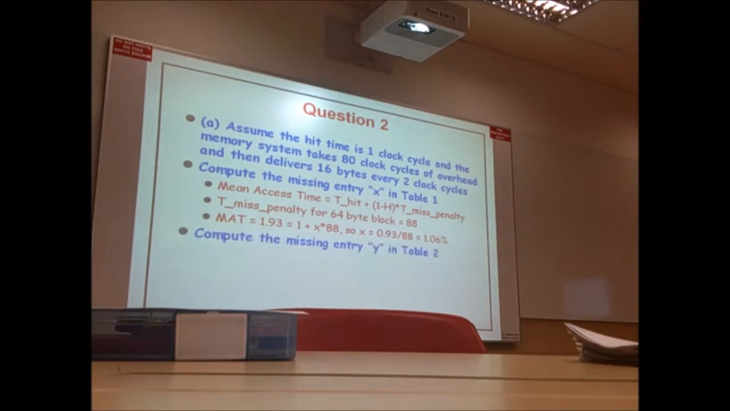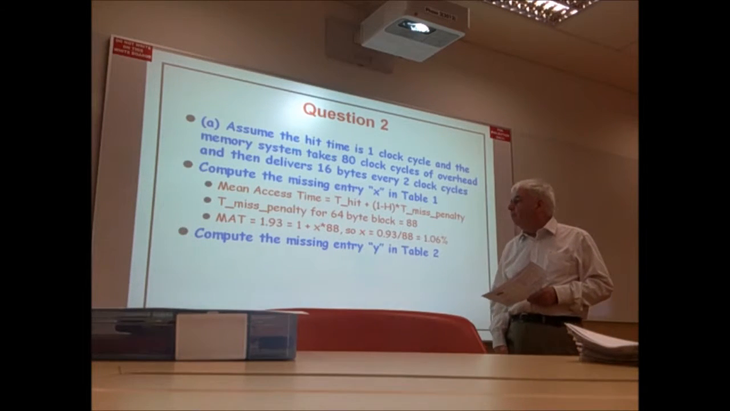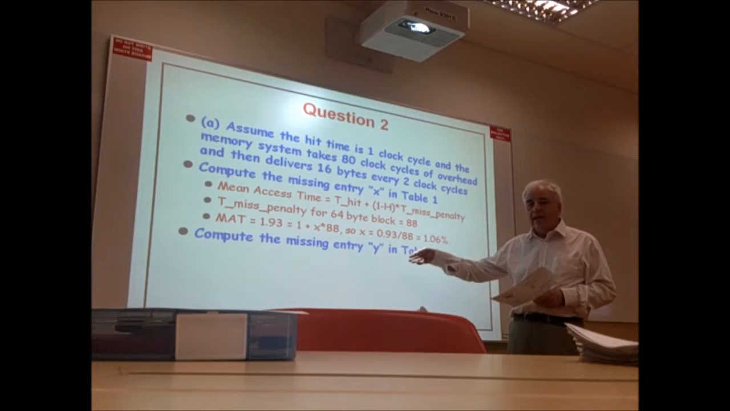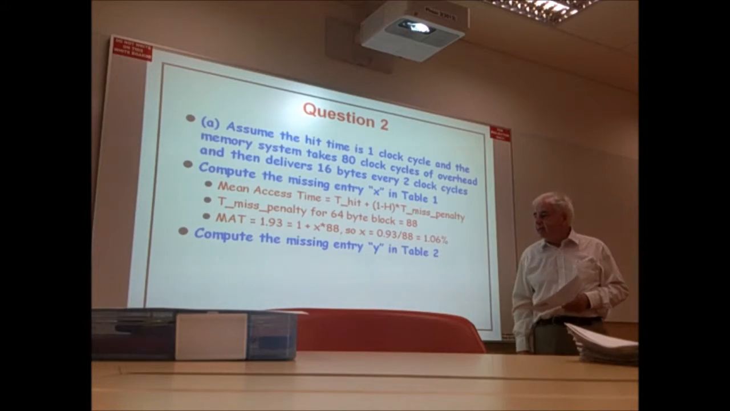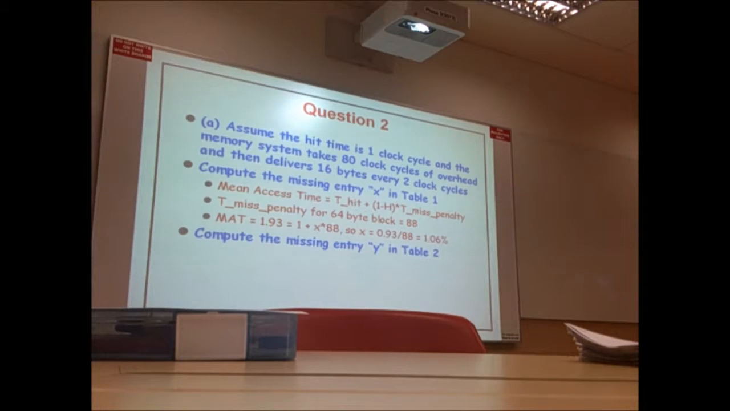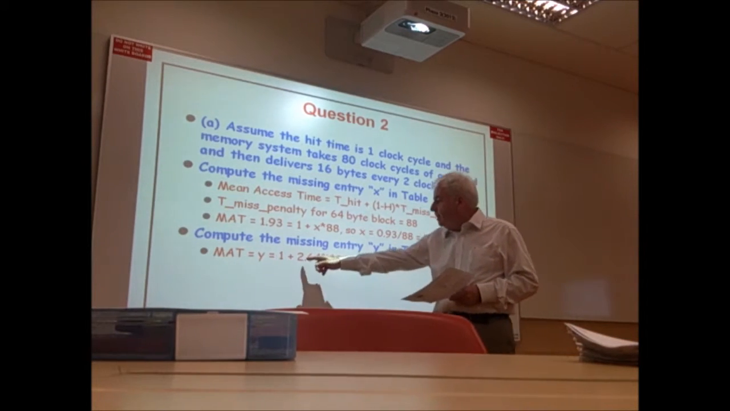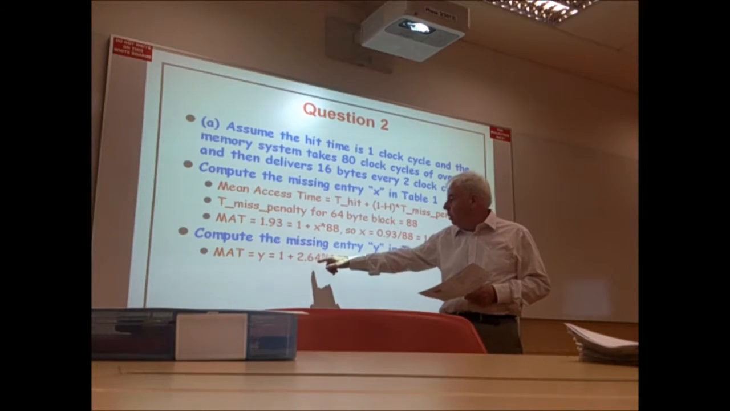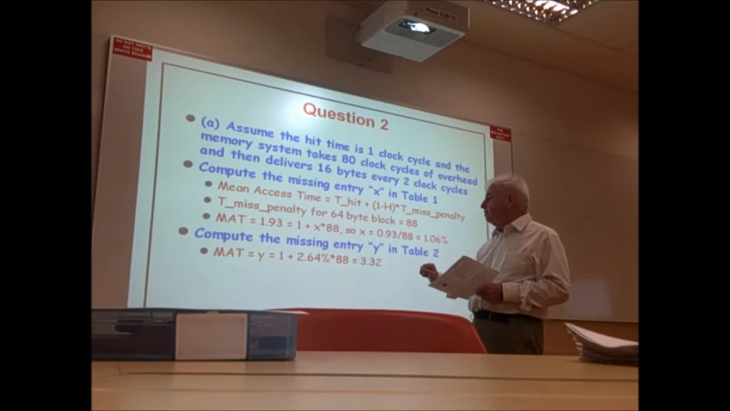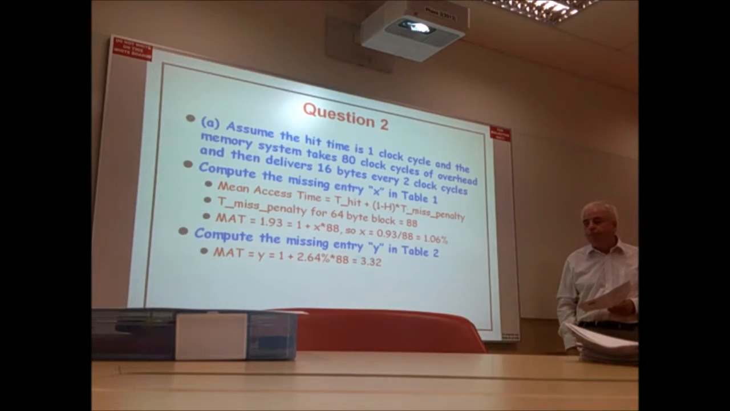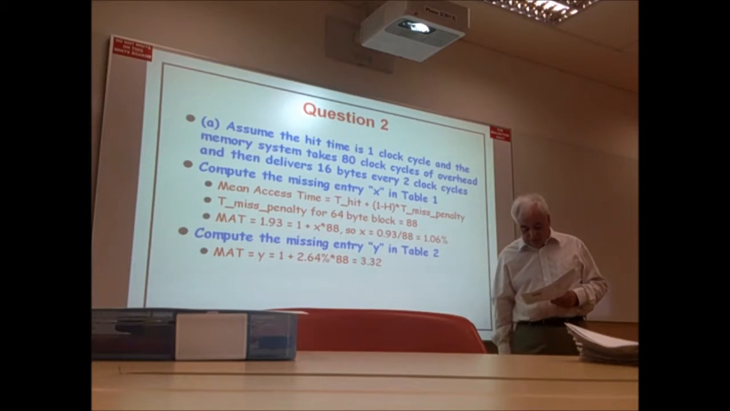Then we want to calculate the missing entry y in table 2. So y is a mean access time. Again, we can use the same formula, except that this time we're calculating the access time from the miss rate. If you look at the first table, you can obtain the miss rate, 2.64. We multiply 2.64 times 88, the miss penalty, because it's a 64 byte block, and we get a mean access time of 3.32.